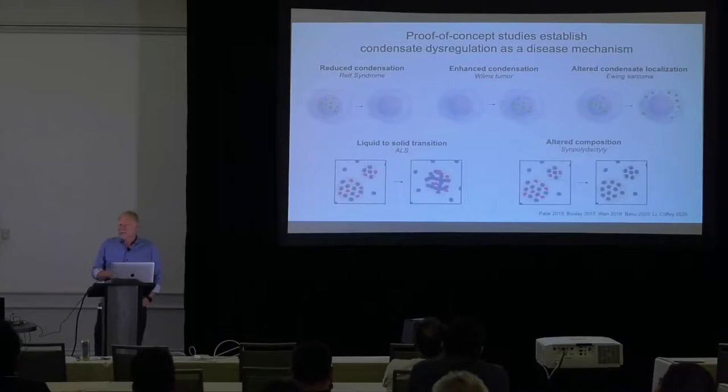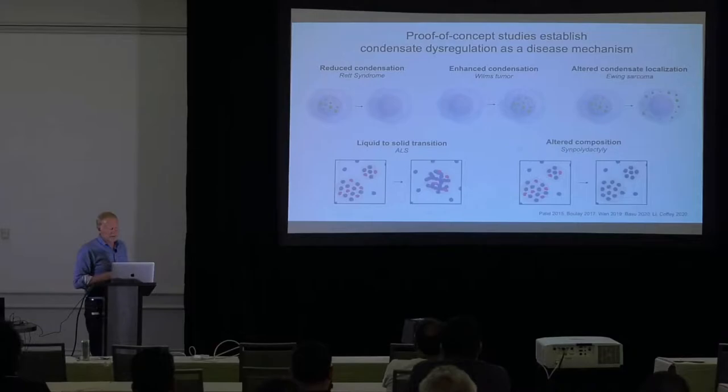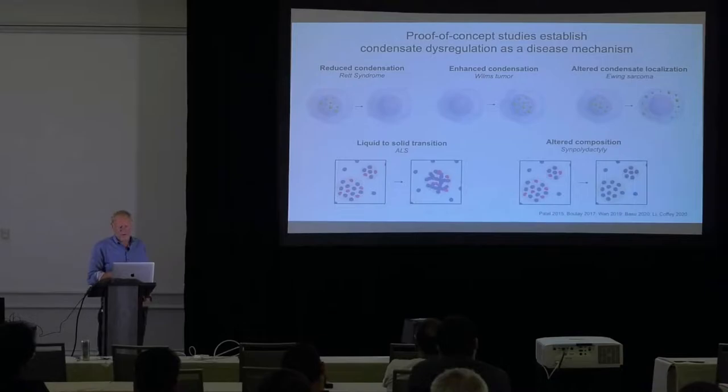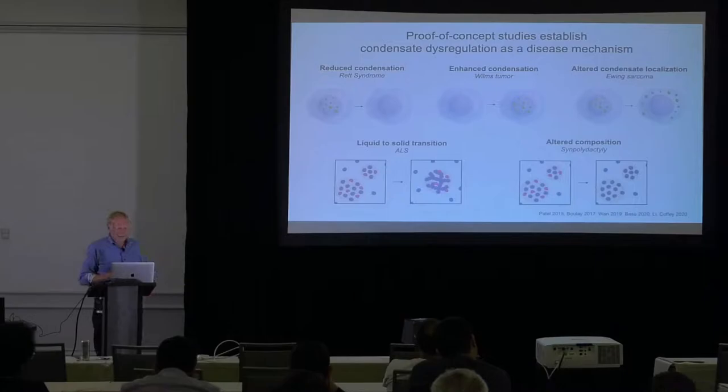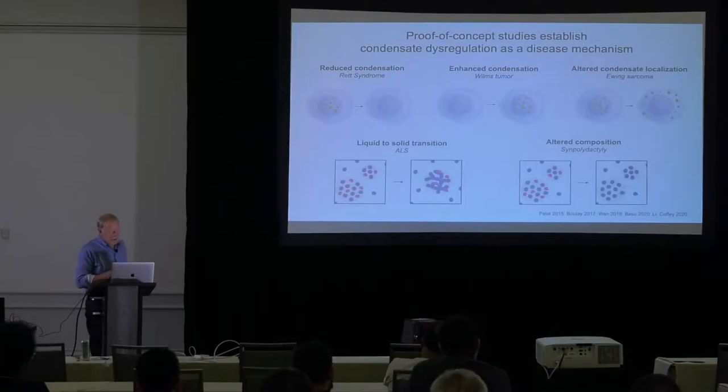There are some proof of concept studies. You just heard one, and I'm just citing five other instances in which we've seen condensate dysregulation associated with a disease mechanism. In Rett syndrome, we think that's a loss of nuclear heterochromatic condensates. In Wilms tumor, that appears to be a gain of condensates and chromatin. In Ewing sarcoma, we have condensates forming in the wrong location in the cell. And then we have some of these interesting features of condensates. In ALS, a suspicion that there's a liquid to solid transition. And in synpolydactyly, a demixing of condensates to cause this phenotype.